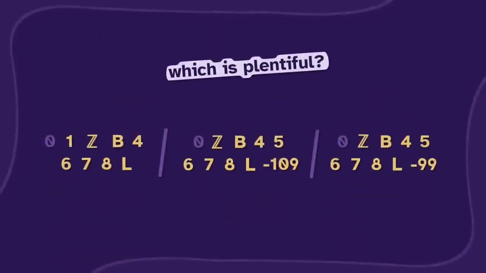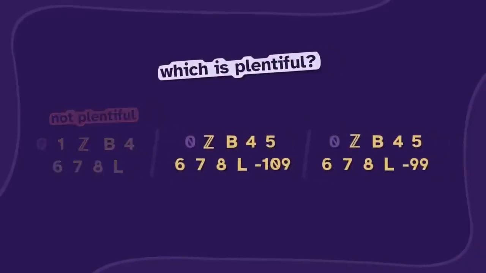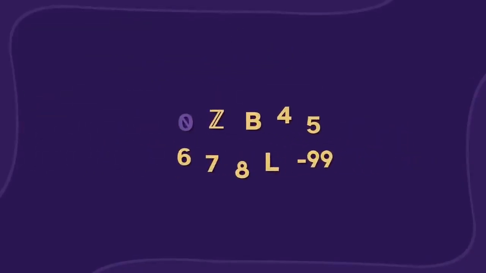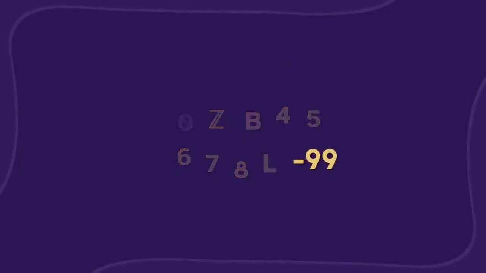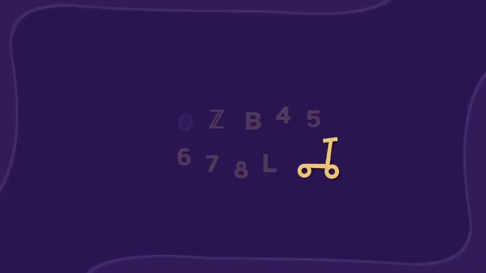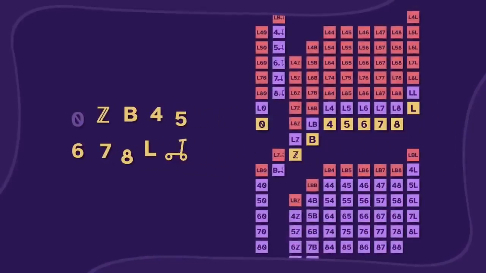So returning to this question, the left set only has 9 digits, so it's not plentiful. But the others both have 10, so we need to dive deeper. Let's look at the right set. It has a new digit, -99. And this looks like 3 separate symbols, so we really need to squish them together into a scooter. This set makes these single digits, these doubles, and these triples.